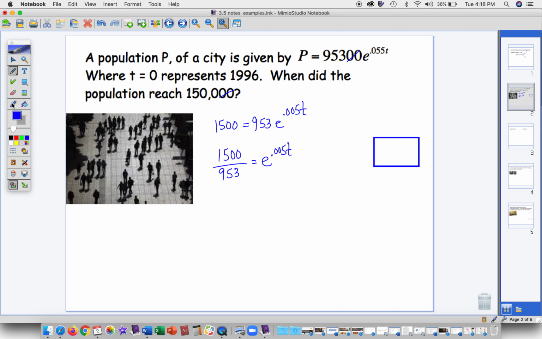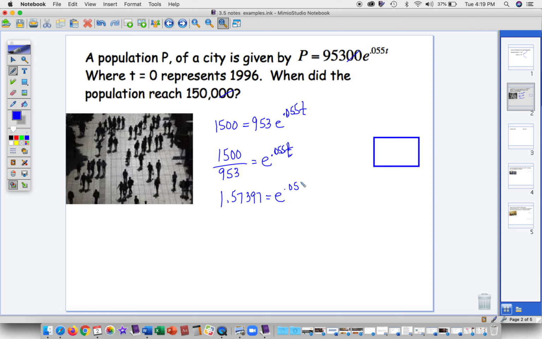Oops, I didn't do that right. I put 2 zeros instead of 2 fives. Okay, so when we divide, we end up with 1.57397. And the thing I always try to do as I'm doing these problems is not clear my calculator. I like keeping those previous numbers in, and you'll see why as we go along.